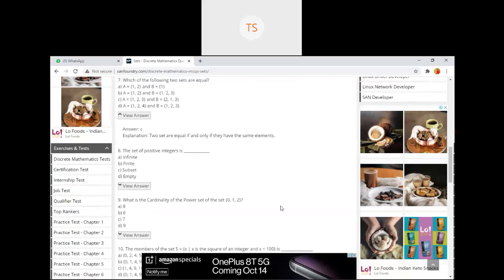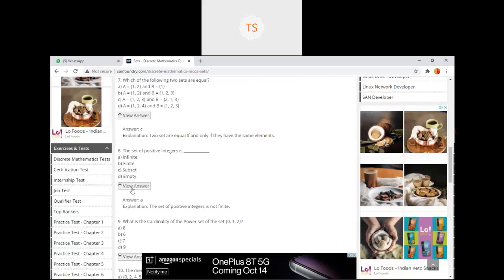Now, question number 8. The set of positive integers is ___. You have to fill in the blank. The options are infinite, finite, subset and empty. Which is the correct option? Option A, infinite. The set of positive integers is infinite because we get infinitely many positive integers. The explanation is that the set of positive integers is not finite.